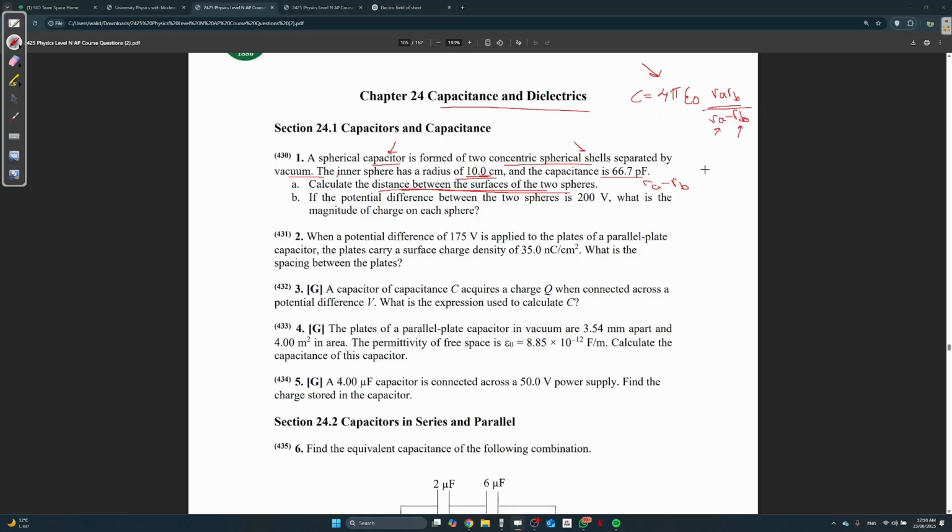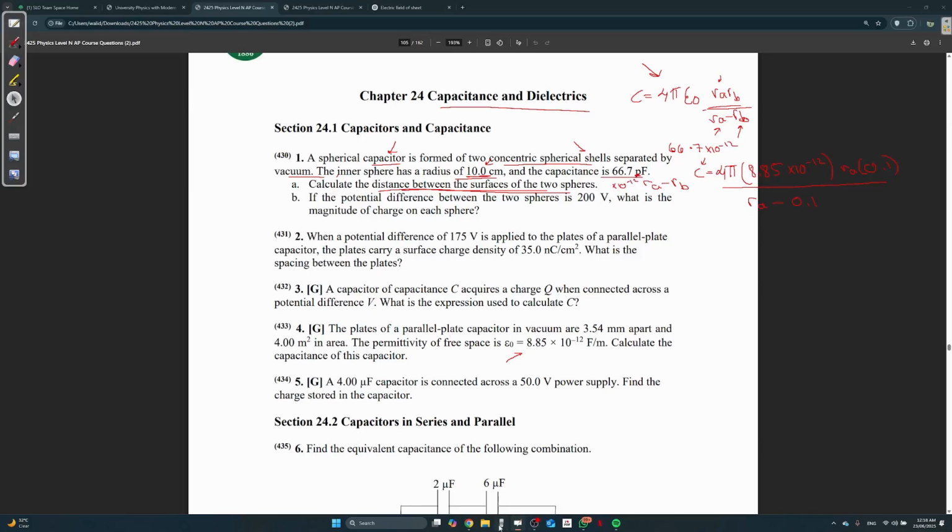Okay, so let's substitute all our values. C is equal to 4 pi epsilon naught. Sometimes it won't be given to you, so you need to have it memorized, but here it's given. R_A, we said we're going to call the bigger radius, we don't know what it is. R_B is 10 centimeters, so let's make it 0.1 over R_A minus 0.1. Now let's put our capacitance as 66.7 times 10 to the negative 12. P is pico, and it's 10 to the negative 12.